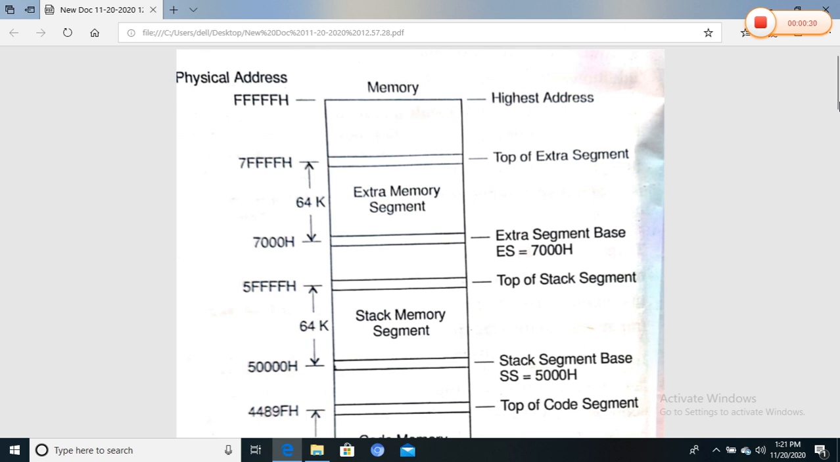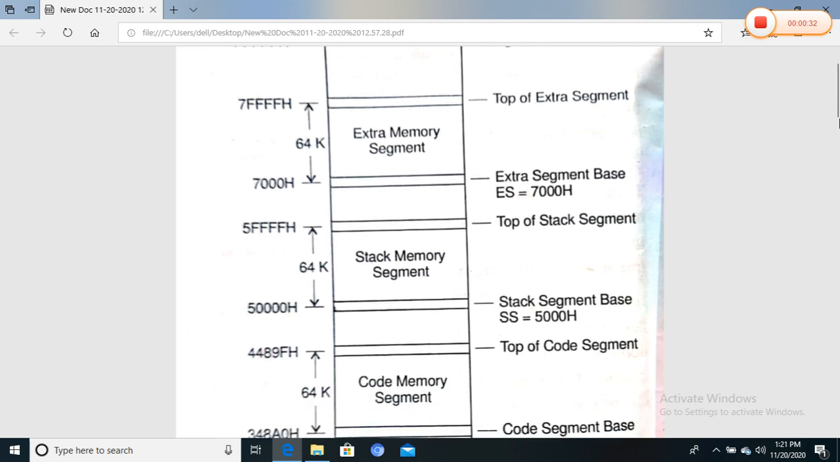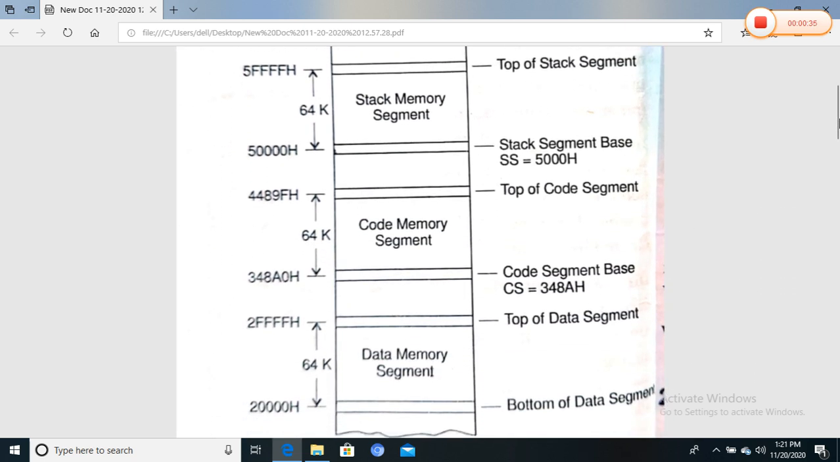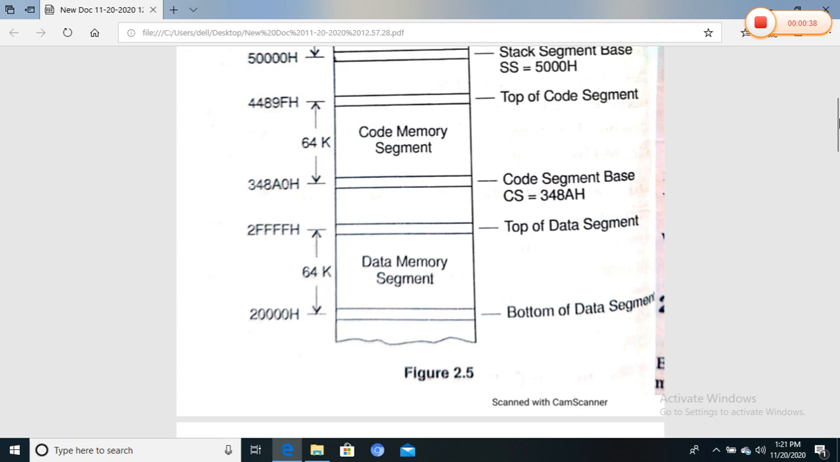This 1 megabyte memory is divided into four logical segments, and each segment is 64 KB in size and is addressed by one of the segment registers. The four segment registers in the BIU hold the upper 16 bits of the starting address of the four segments, and those four segments are the code segment, stack segment, extra segment, and data segment.